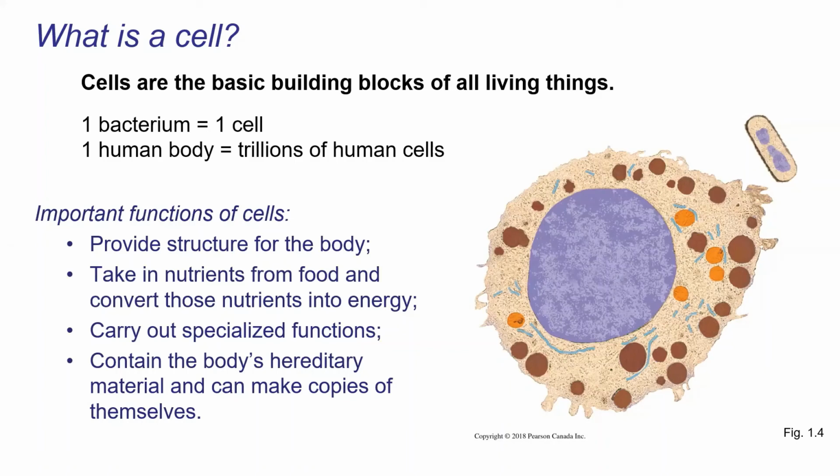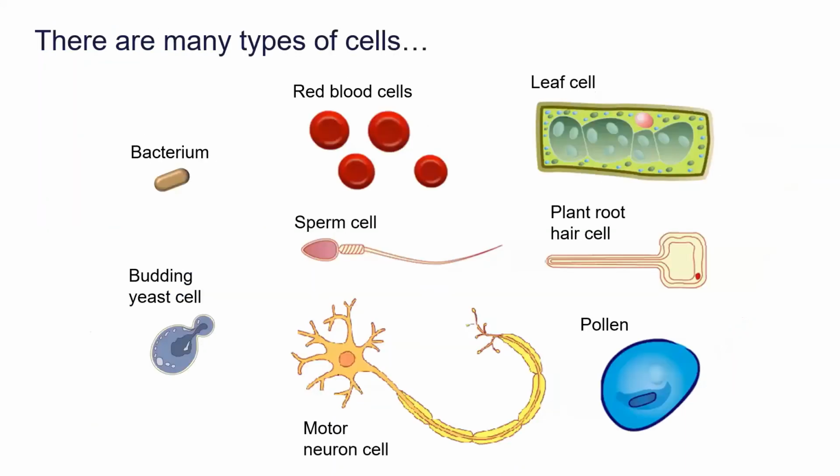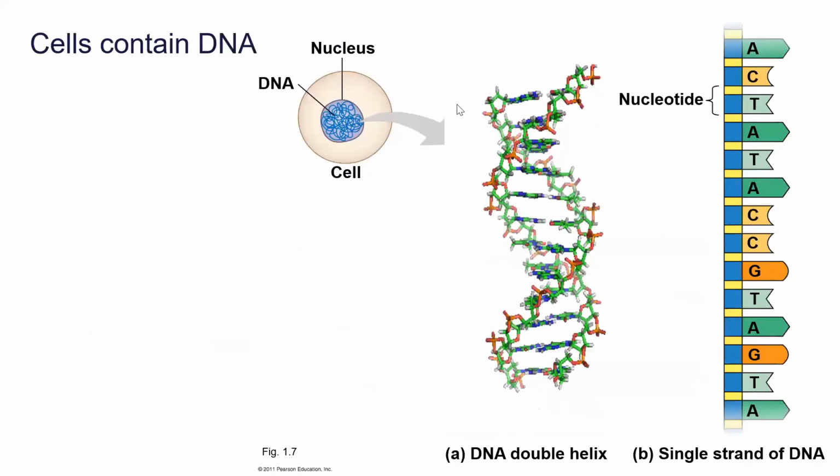They provide structure, they metabolize nutrients, and importantly, they also contain the body's hereditary material, so the instructions for building the organism, and the instructions are going to be propagated to the offspring, of course. There's many types of cells. We're going to be talking about some of these types of cells: fungi and plants and animal cells and bacterial cells, all of those types quite a bit. They come in many, many shapes and sizes.